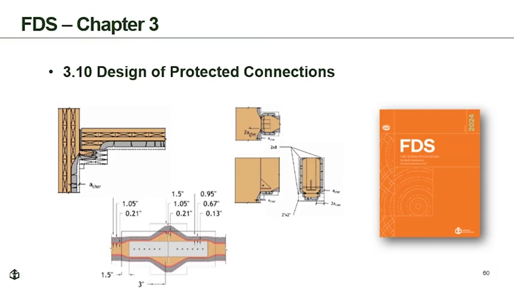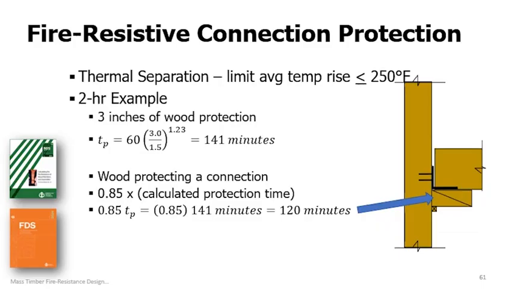So let's look at a couple of examples on design of connection fire protection in accordance with the FDS. The FDS specifies that the thermal separation time provided by additional wood cover can be determined by multiplying the calculated protection time, or T sub P, by a factor of 0.85. For example, assuming a nominal char rate of 1.5 inches per hour, if a single layer of wood having a thickness of 3 inches is used to provide fire protection to a wood member, the protection time, or T sub P, provided by this layer would be calculated as shown in this equation here. In this example, it's 141 minutes.